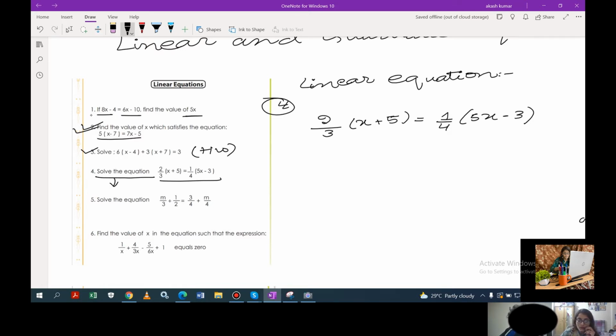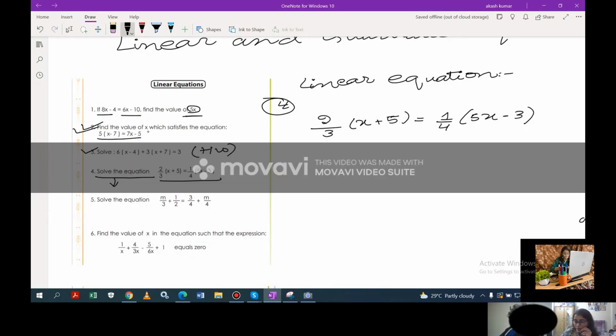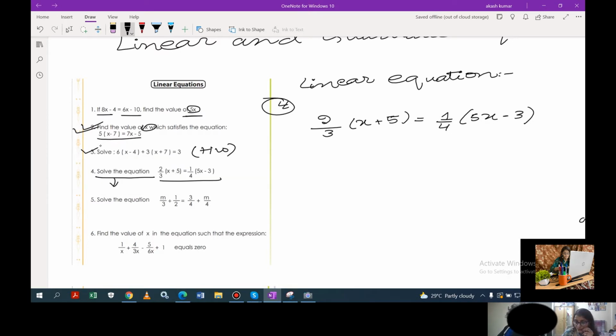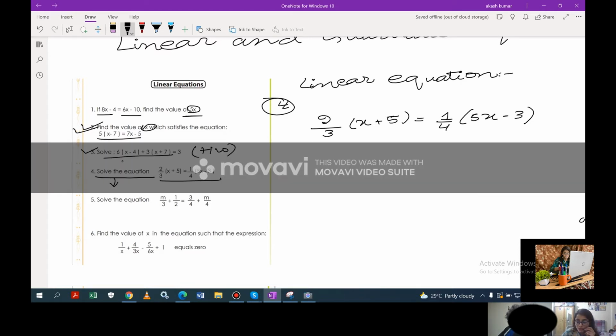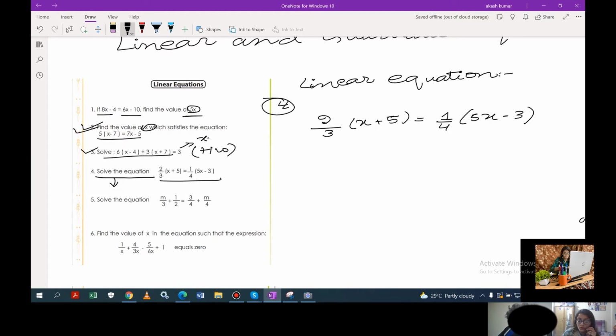Like in question number 1, it was asked to solve for 5x, so we knew we had to find the value of x, then multiply it with 5. In question number 2, it was asked that we again need to find the value of x. So we know what we are solving for, right? Okay. In question number 3, it isn't mentioned what we have to do. It's just asking us to solve the equation. So what you have to do in this question is find the value of x. You have to solve for x.